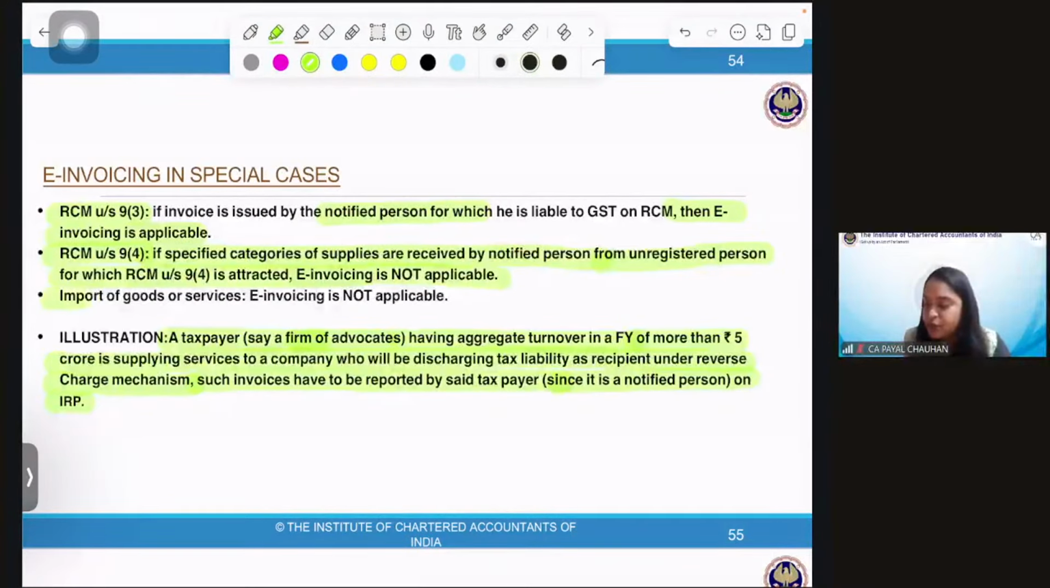Then import of goods or service, we did it in the last slides only. In case of import also, e-invoicing is not applicable.